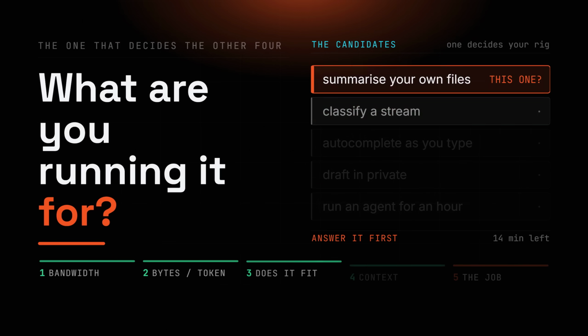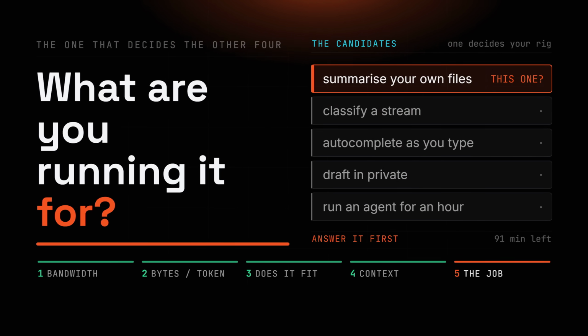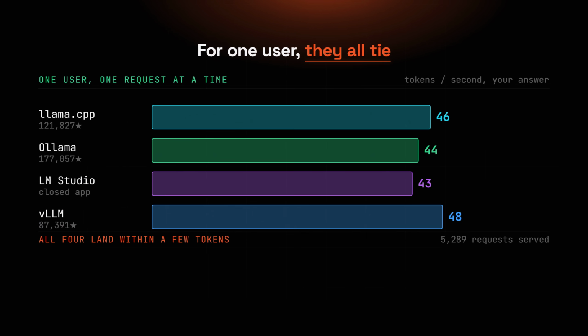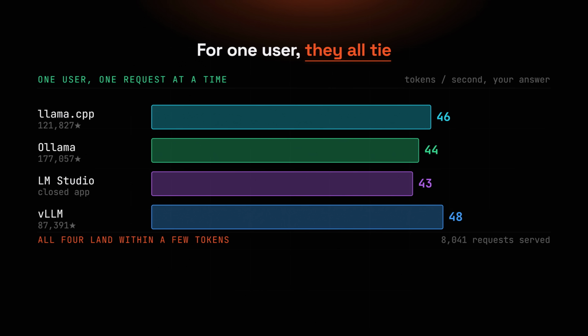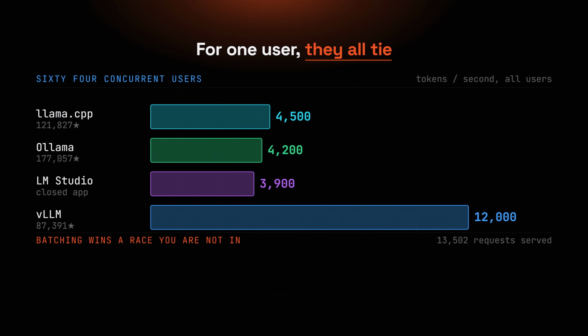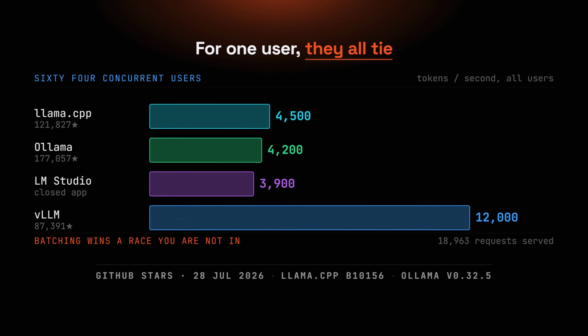Fifth thing, and the one that decides whether you should do any of this: what are you running it for? Start by not agonizing over the app. For one person making one request at a time, llama.cpp, Ollama and LM Studio land within a few tokens a second of each other. vLLM is much faster at serving 40 people at once, which you are not doing.